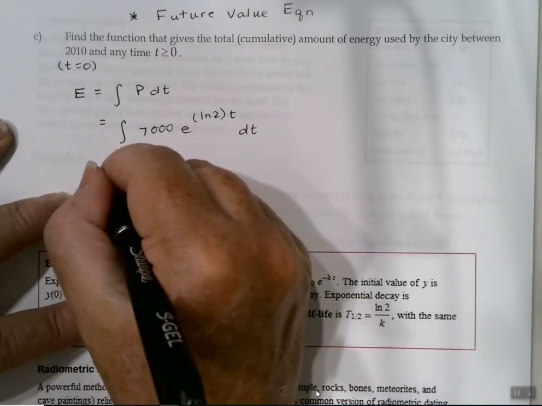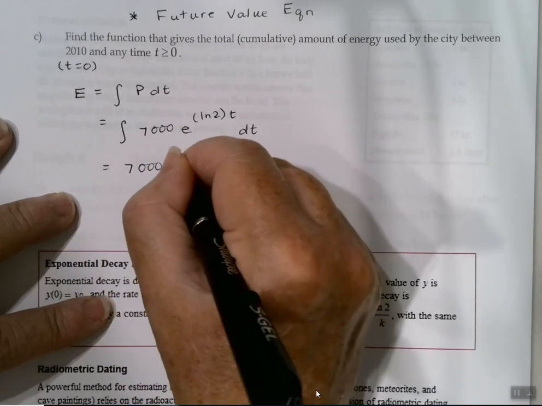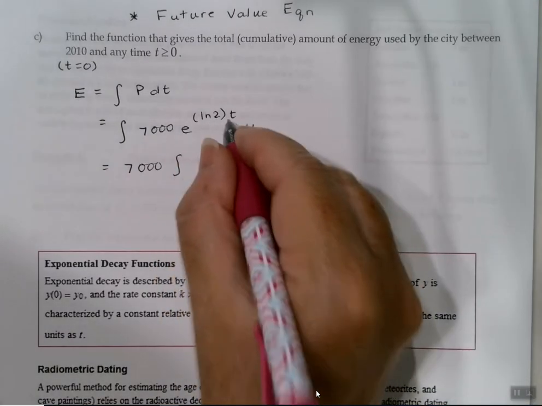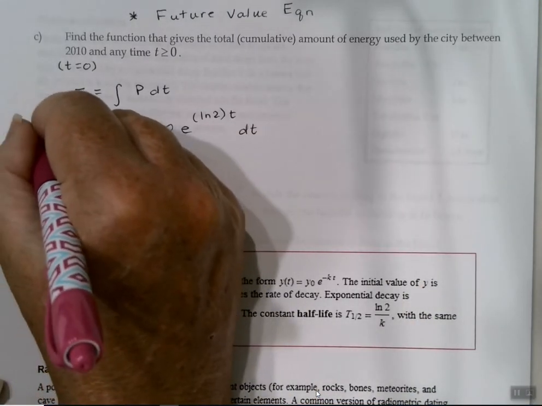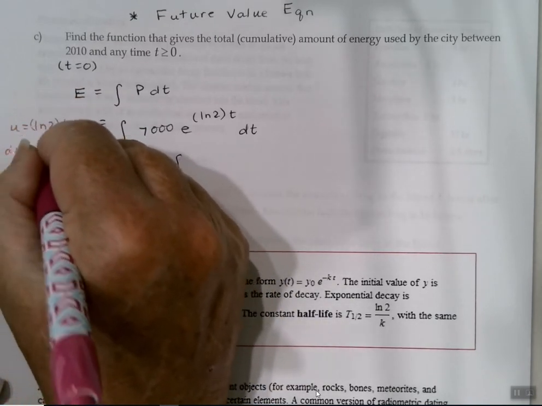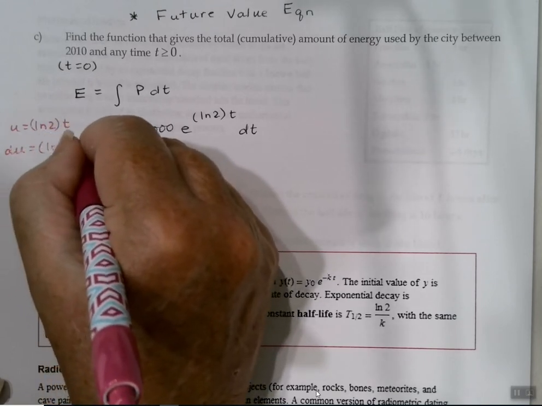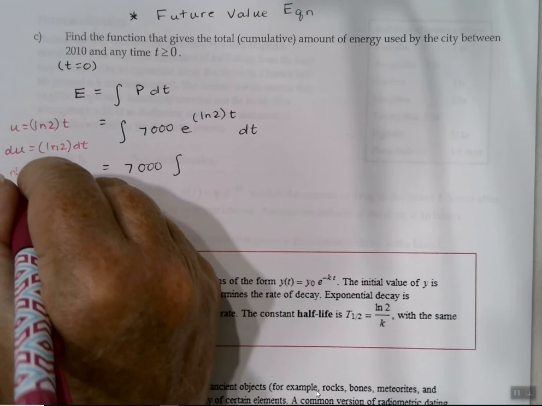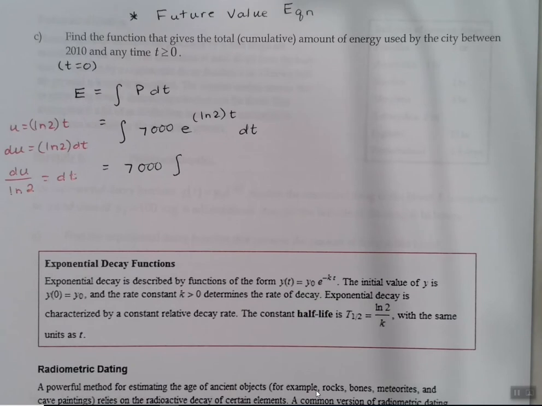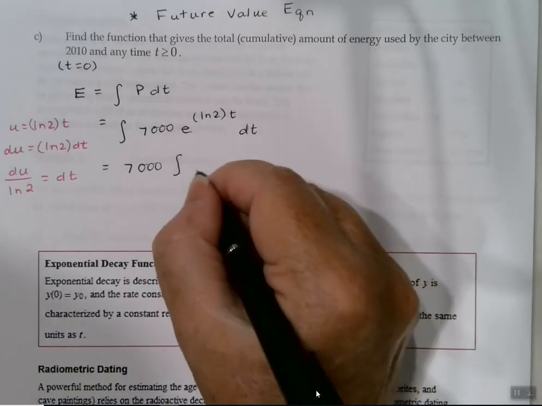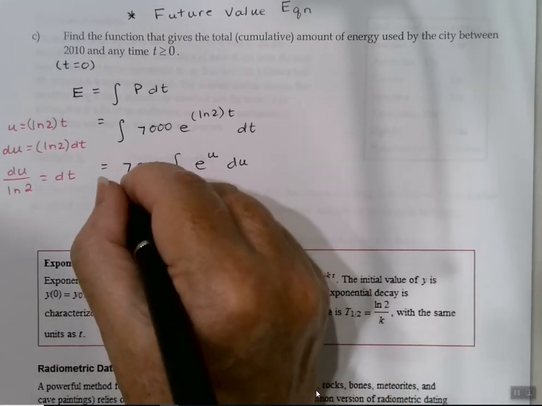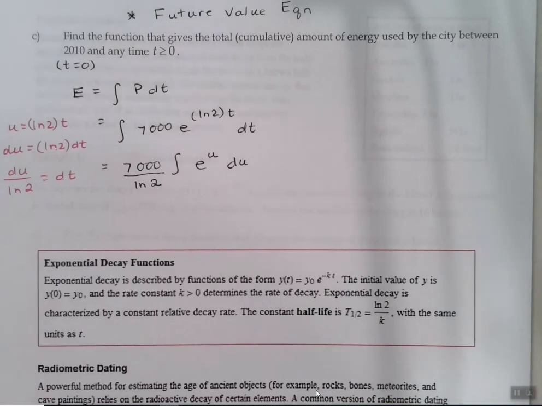I can pull the 7,000 out of the integral. And then I have to use a little u substitution here. u would be ln 2 times t. So du would be ln 2 dt. And du over ln 2 would be dt. That's going to make this e to the u. And I'll replace the dt with du over ln 2.